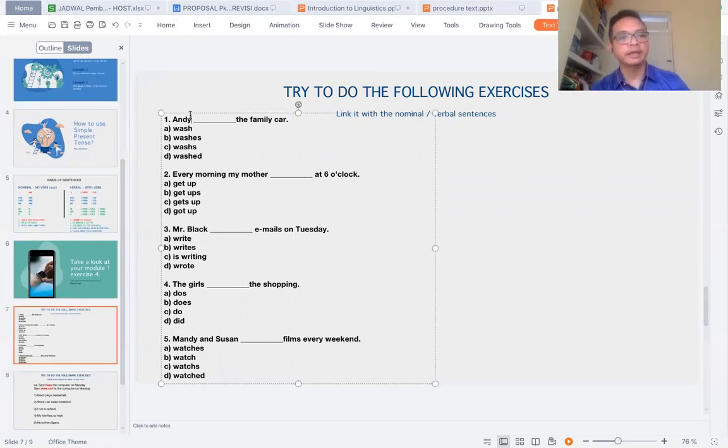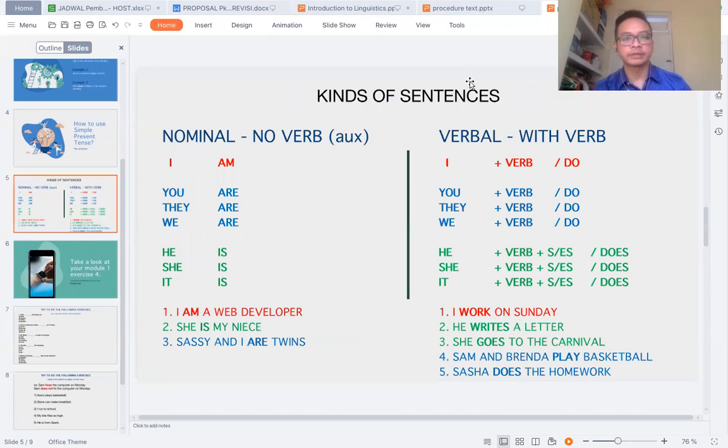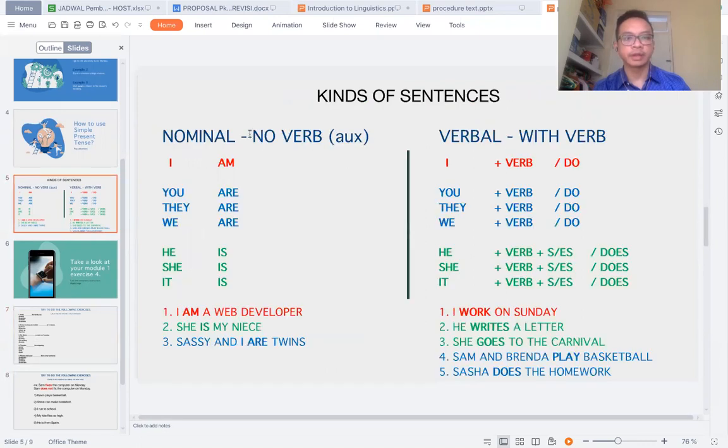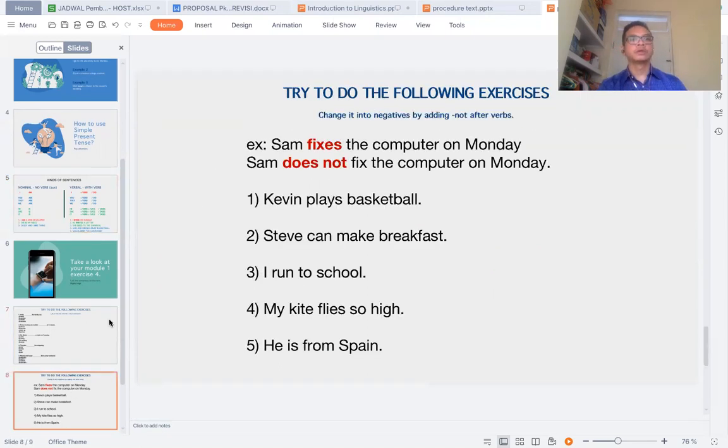Number 1, Andy, blah, blah, blah, the family car. Which one is your answer? Try to take a look at the following sentences first. Kira-kira kalimat pertama itu masuk verbal atau masuk nominal. Ketika nominal itu tidak ada kata kerja, ketika verbal itu ada kata kerja. Gitu. Second one, second exercises. Sam fixes the computer on Mondays. I want you to change it into the negative. Caranya ganti negatif gimana, Pak?